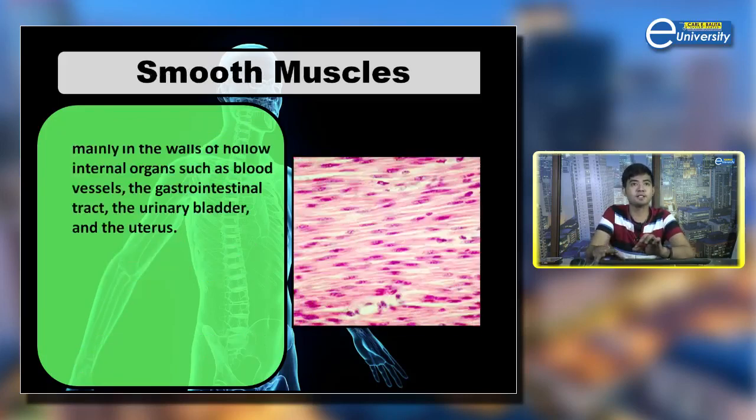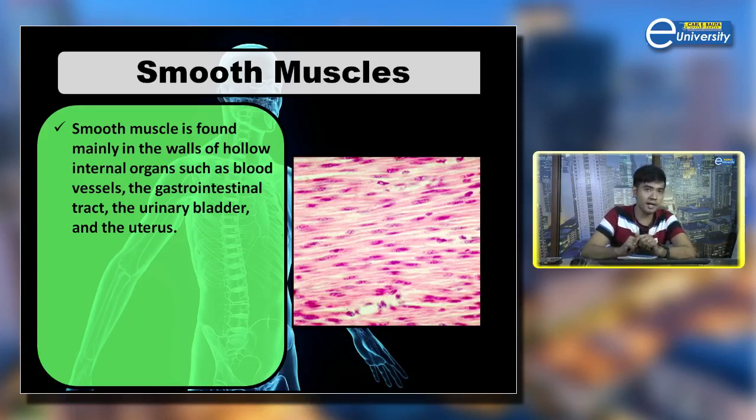Next is the smooth muscles. Smooth muscle is found mainly in the walls of hollow internal organs such as blood vessels, the gastrointestinal tract, the urinary bladder, and the uterus. The amazing fact about smooth muscles is that they are tolerant against acid.